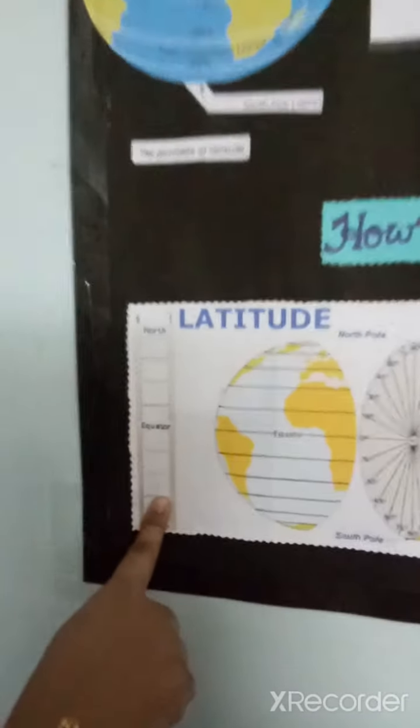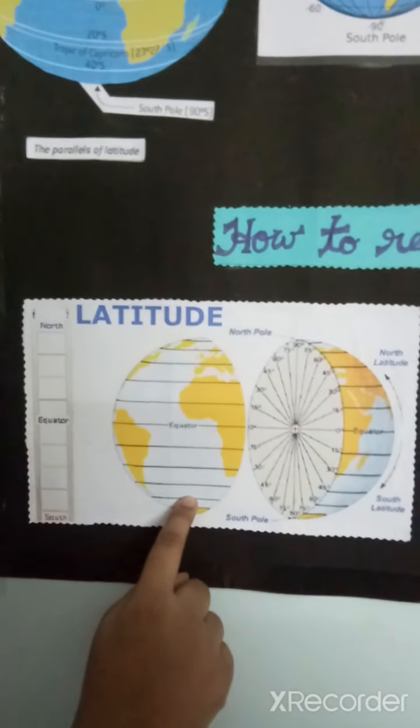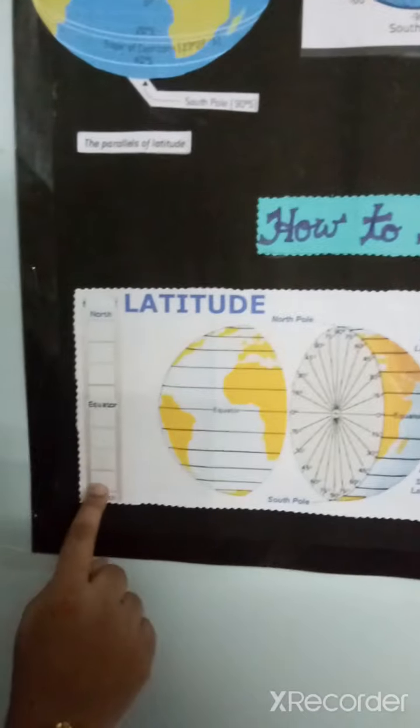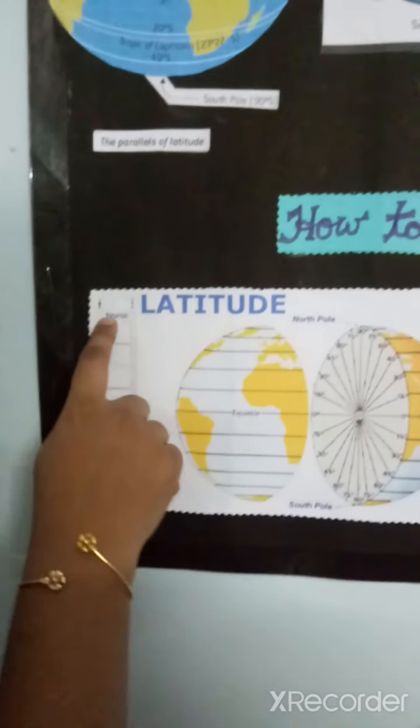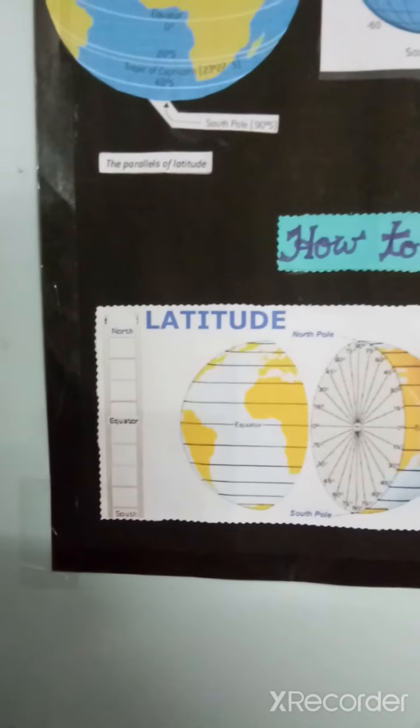How do we remember these latitudes easily? See the ladder here. Able to see the ladder? In Telugu we call it nichena. See this ladder. How will the steps on the ladder be? Parallel to each other, no? In the same way, all the latitudes are parallel to the equator, between the north pole and the south pole. In that way you can remember the latitudes.